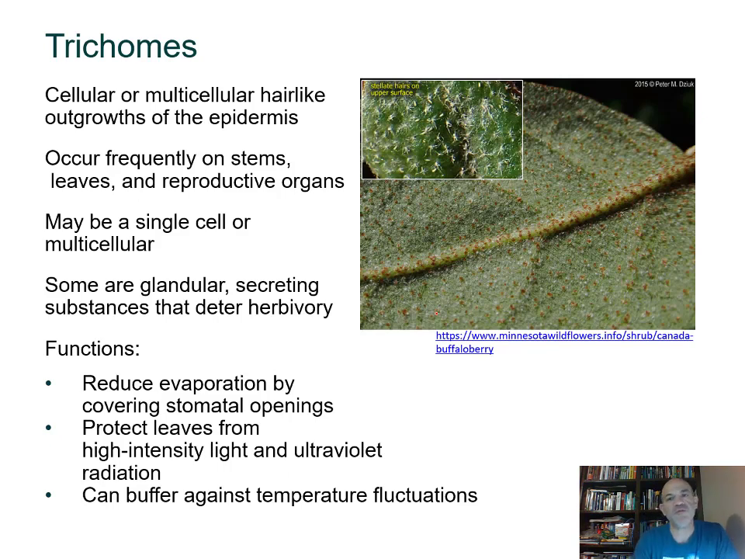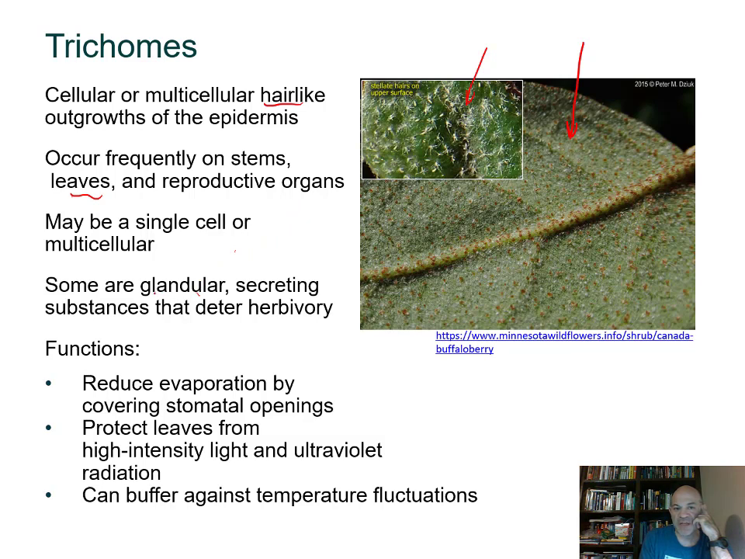Then we have trichomes, and trichomes may be single-celled or multicellular structures on the surface of the epidermis, and so I got an image here. This is what the leaf looks like macroscopically, without any help of magnification. And you zoom in a little bit more, and you can see these little hair-like outgrowths. They occur frequently on the shoots, the stems. They can occur on the leaves, and even some of the reproductive organs that we see in the plants.